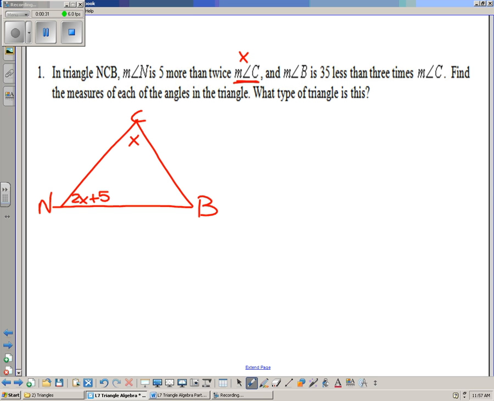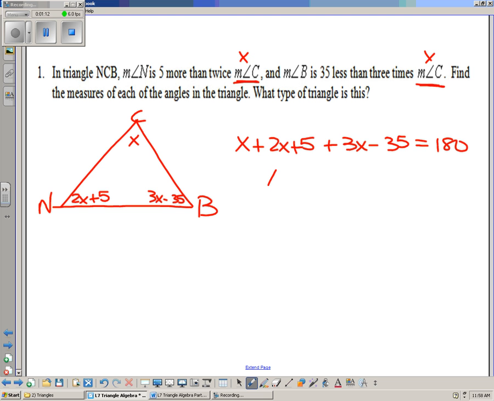Notice these are angles, so we're putting the expressions in the mouths of the angles and not on the sides. And the measure of angle B is 35 less than 3 times the measure of angle C. So we can translate that as 3x minus 35. We're being asked to find the measures of each of the angles in the triangle and to determine what type of triangle this is. So we know all the angles in a triangle add up to 180 degrees. So we can write x plus 2x plus 5 plus 3x minus 35 equals 180.